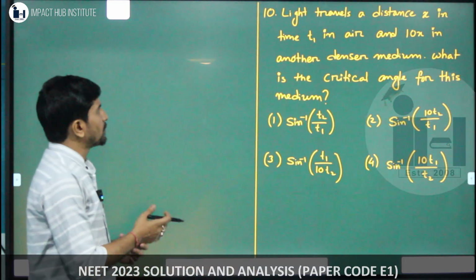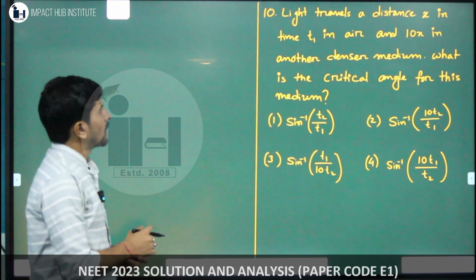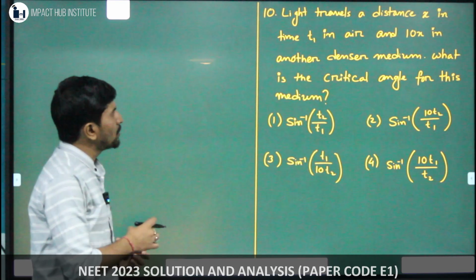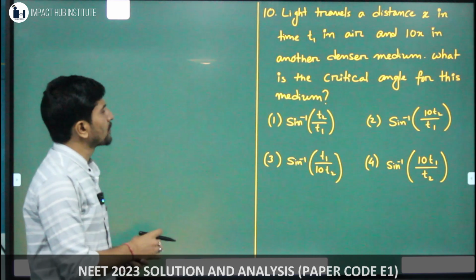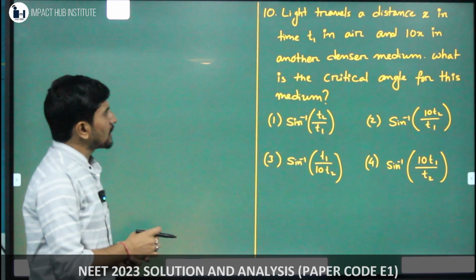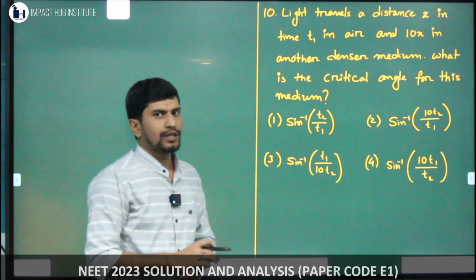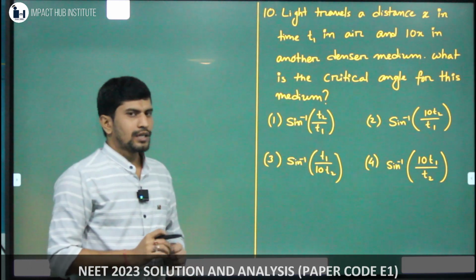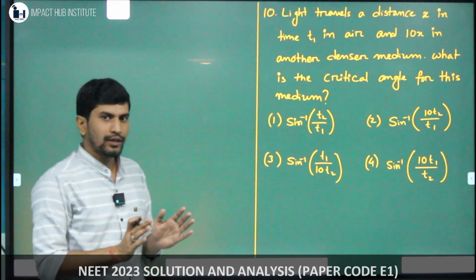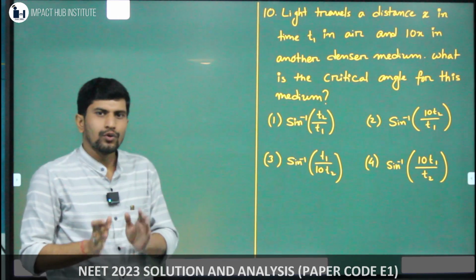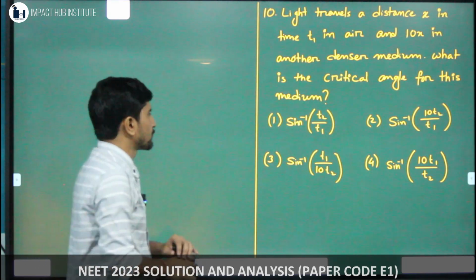Here it is mentioned that light travels a distance x in time t1 in air and 10x in another denser medium. What is the critical angle for this medium? Well, what is critical angle first of all? Critical angle is the cutoff angle which determines whether light will be refracted or it will follow total internal reflection.